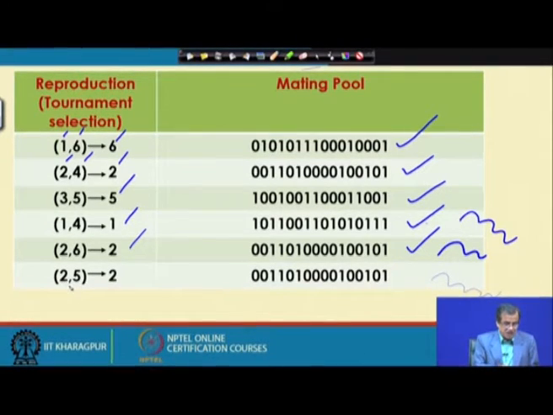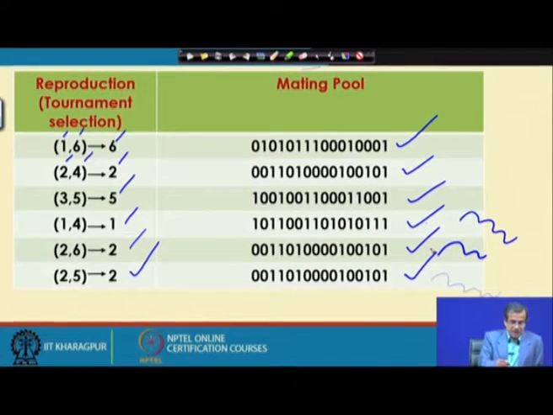Next, I concentrate on the last tournament, that is the sixth tournament, and we are selecting the second and fifth, and out of this second and fifth, the second one is better. So, I am going to keep a copy in the mating pool, that is the second GA string.